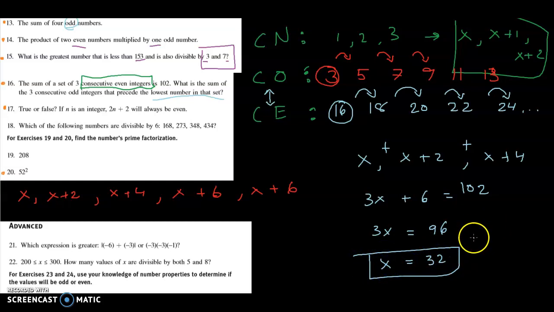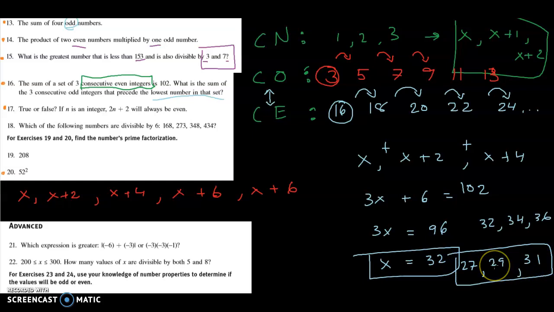So those would be our 3 consecutive even integers: 32, 34, 36. Done. But then they asked, what are the 3 consecutive odd integers that precede the lowest number in that set? So we want to know what would be the 3 odd integers behind 32. The first one would be 31, the second one would be 29, and the third one would be 27.